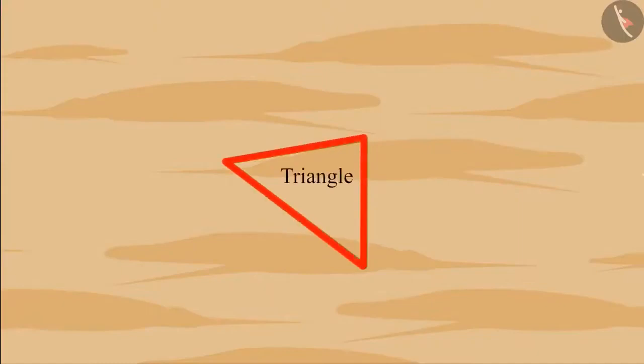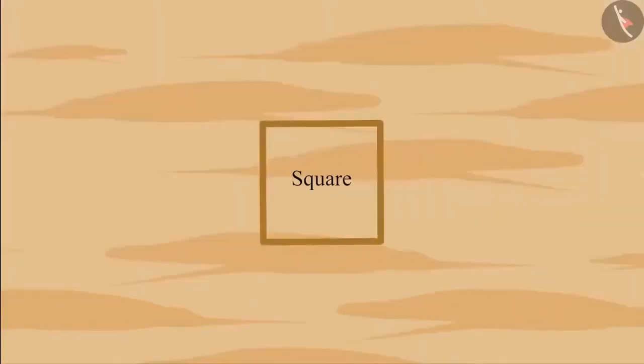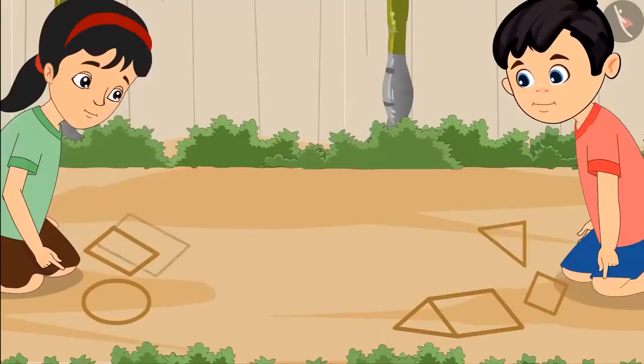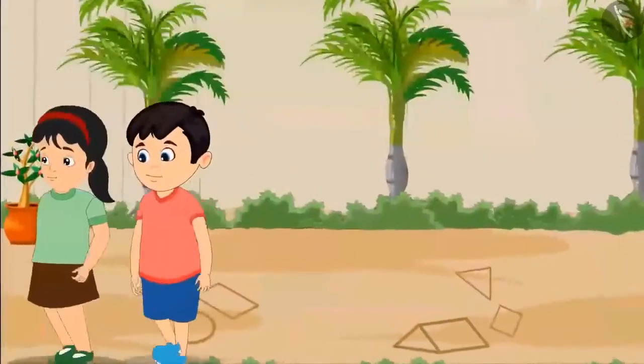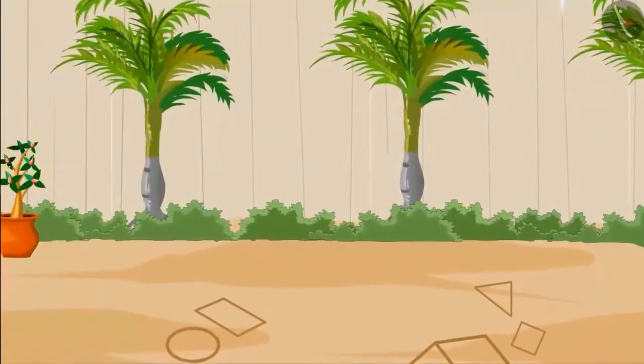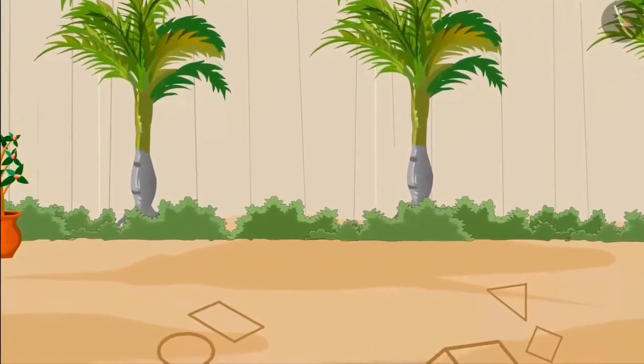Yes, it is a triangle because it is a shape made of three sides. And this one? It is a square because it is a shape made of four equal sides. And this is a rectangle. After playing this game, Chotu and Pinky went to do their school homework.